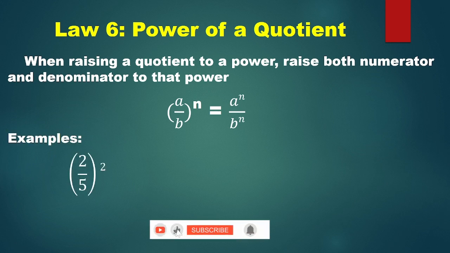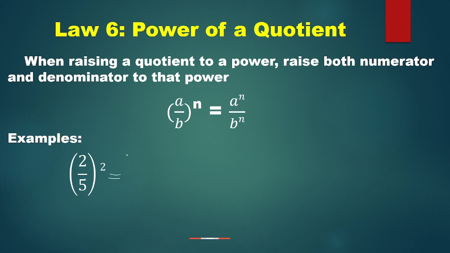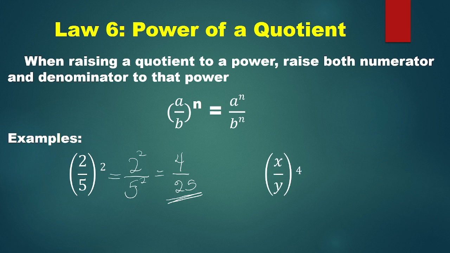For example, if I have 2 over 5 raised to power 2, this will simply be equal to 2 raised to power 2 divided by 5 raised to power 2. That is, 2 raised to power 2 is 4, 5 raised to power 2 is 25. So 4 over 25. Another example, if I have x over y raised to power 4, this will simply be x raised to power 4 over y raised to power 4. And that's the solution to that question.